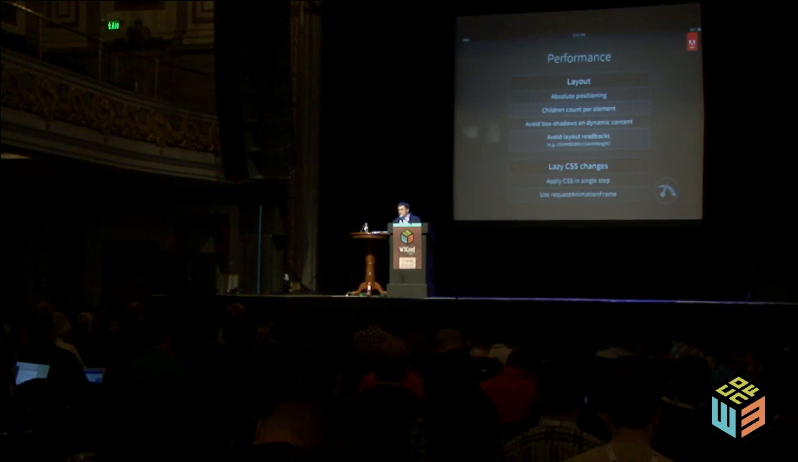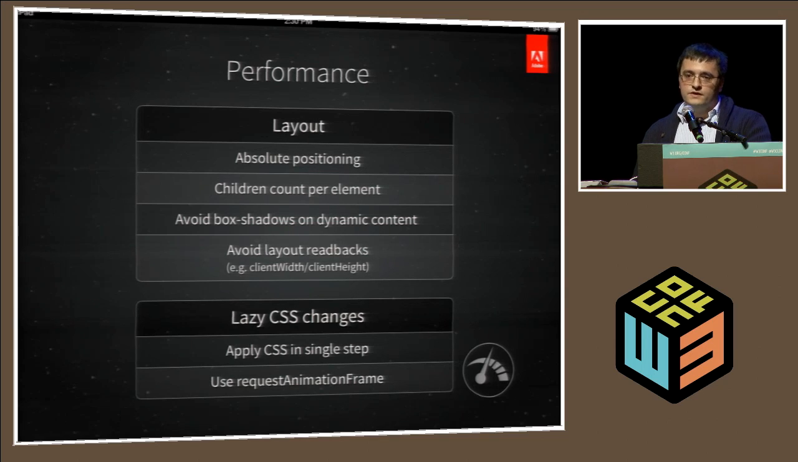Also, it's good to note that things like box shadows are not optimized on some browsers, and they're really slow if you have dynamic content. So if the content changes a lot, it's usually a good idea to avoid box shadows. And now with filters, you can use the drop shadow filter instead, which is a lot faster on some of them.